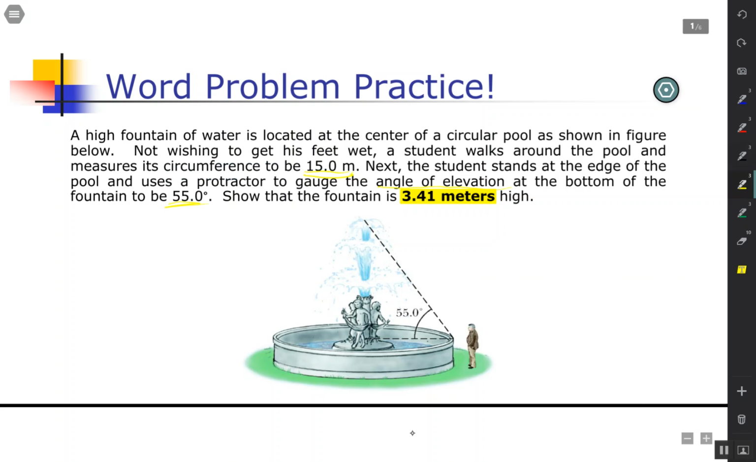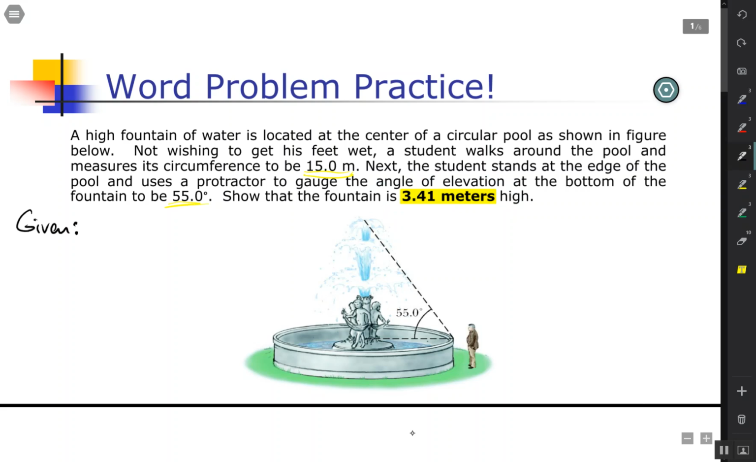And we're already given, and this is what I call a show me that problem, because we're already given what the goal is, 3.41 meters. So we can go ahead and write that down. Circumference, it's not degrees, but the angle of elevation is. Okay, put dashes on my zeros. And our goal was already given for us as well. So let's write that down as well.